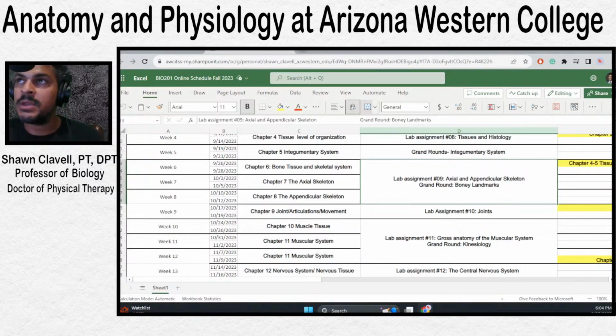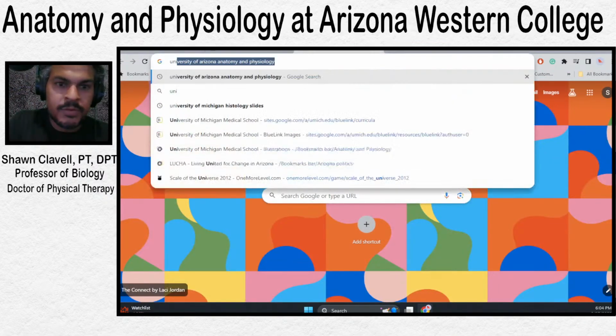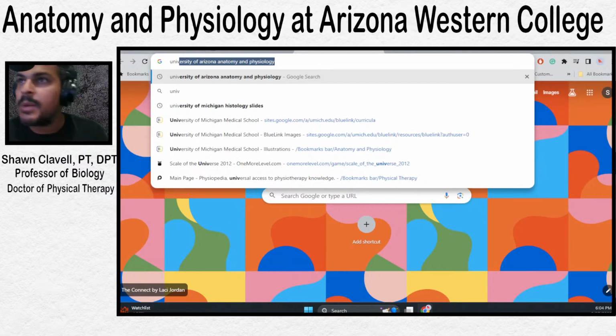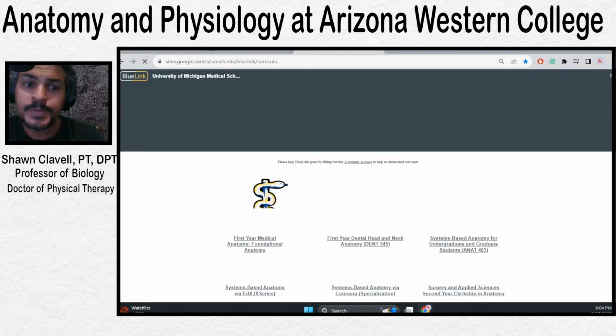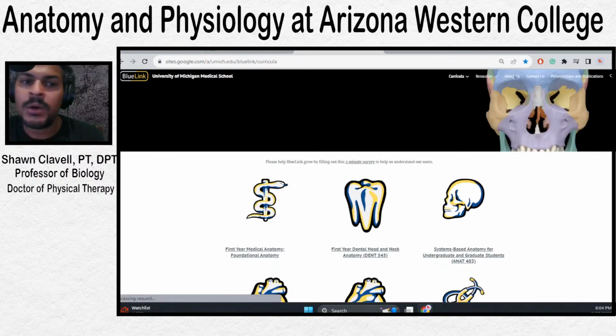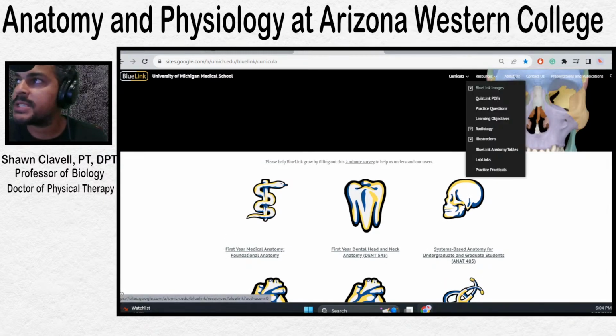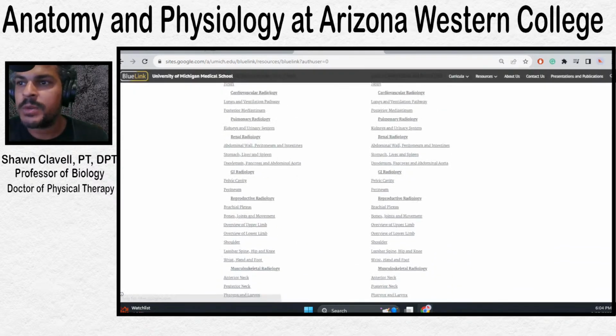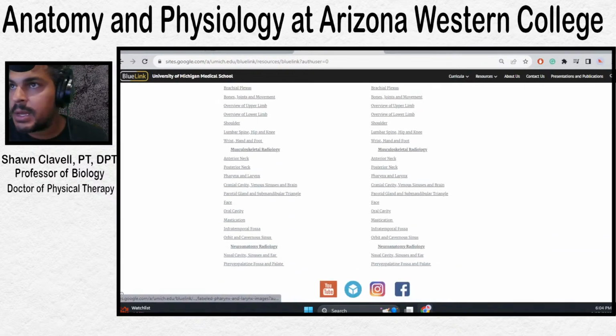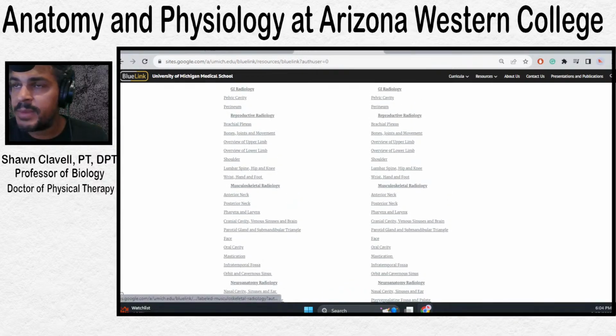A good resource that you want to know here is the University of Michigan Medical School. I'll pop on that website here. I should have a link to it on my Canvas. If not, I'll make sure that's there. If you go to this resource called Blue Link Images, you've seen maybe a couple of pictures of musculoskeletal radiology. Those are some of the X-ray pictures, some MRI pictures.